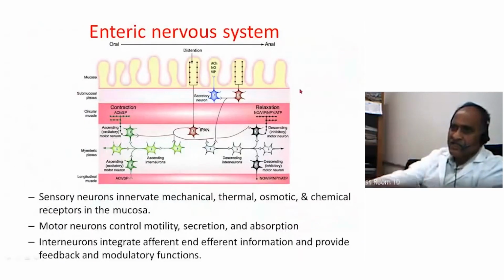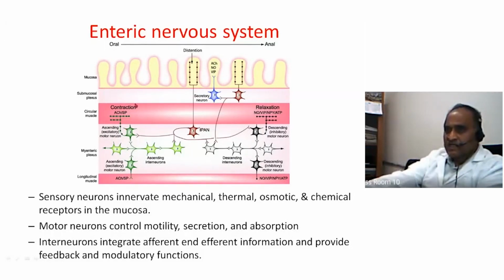I have taken another diagram here. To start, this is the mucosa. This is the submucosal plexus. Here we have drawn only two neurons, and the submucosal plexus will detect distension and chemical composition, and they have the neurotransmitters acetylcholine, nitric oxide, and VIP.